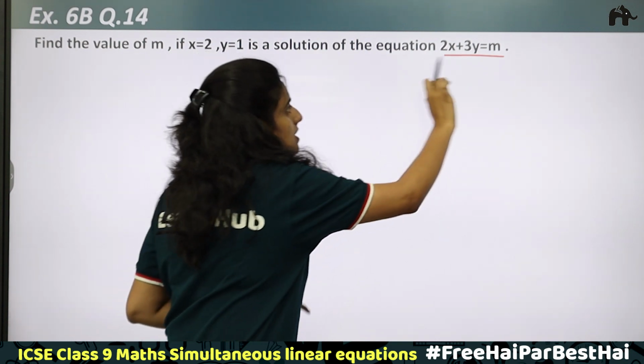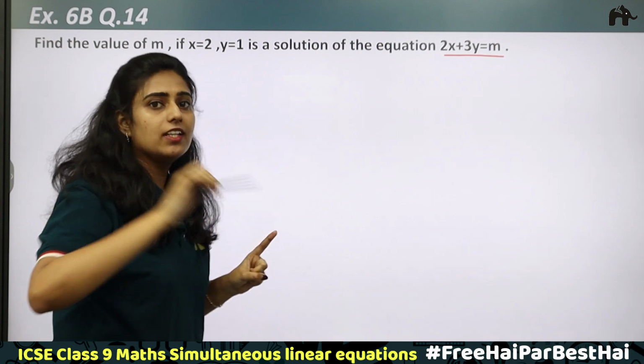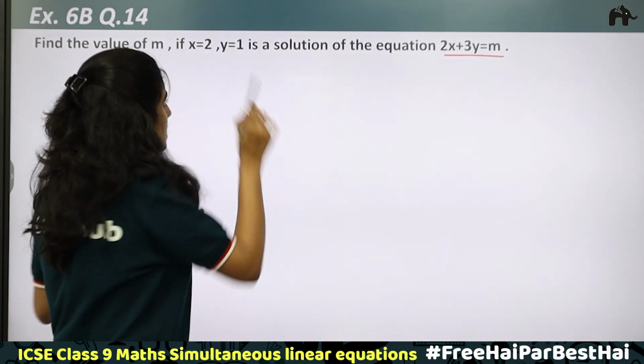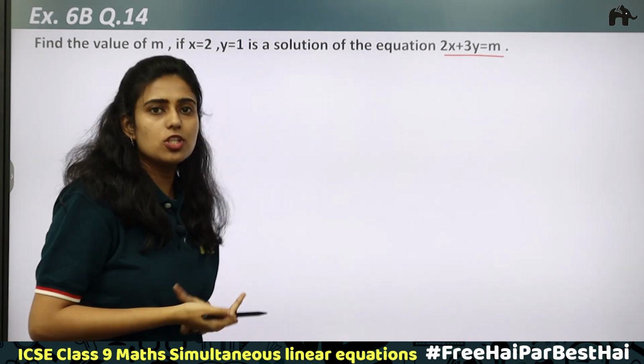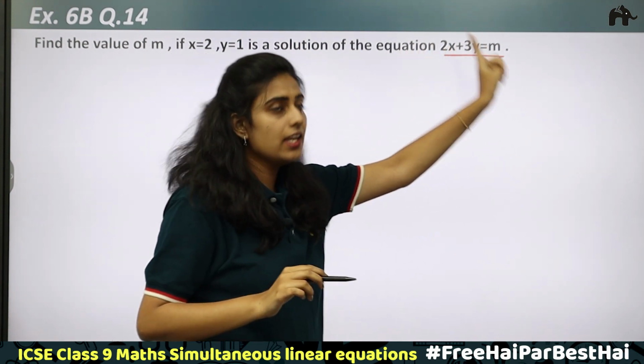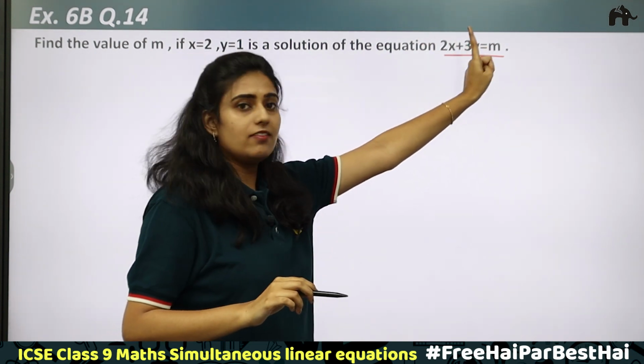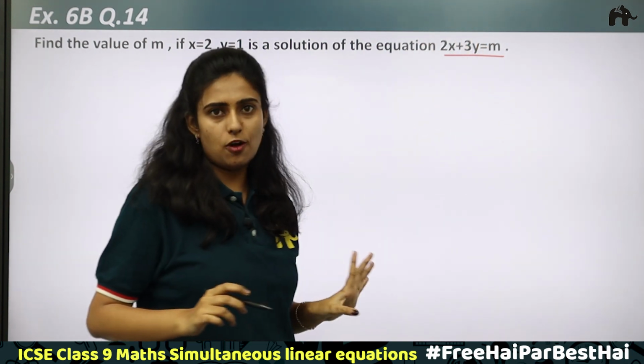So here this is an equation and the values of x and y will satisfy the equation, which means these values of x and y are a solution of the equation. So when you substitute these values of x and y, you will be getting what is on the right hand side, and here on the right hand side we have m. So that will be the value of m.